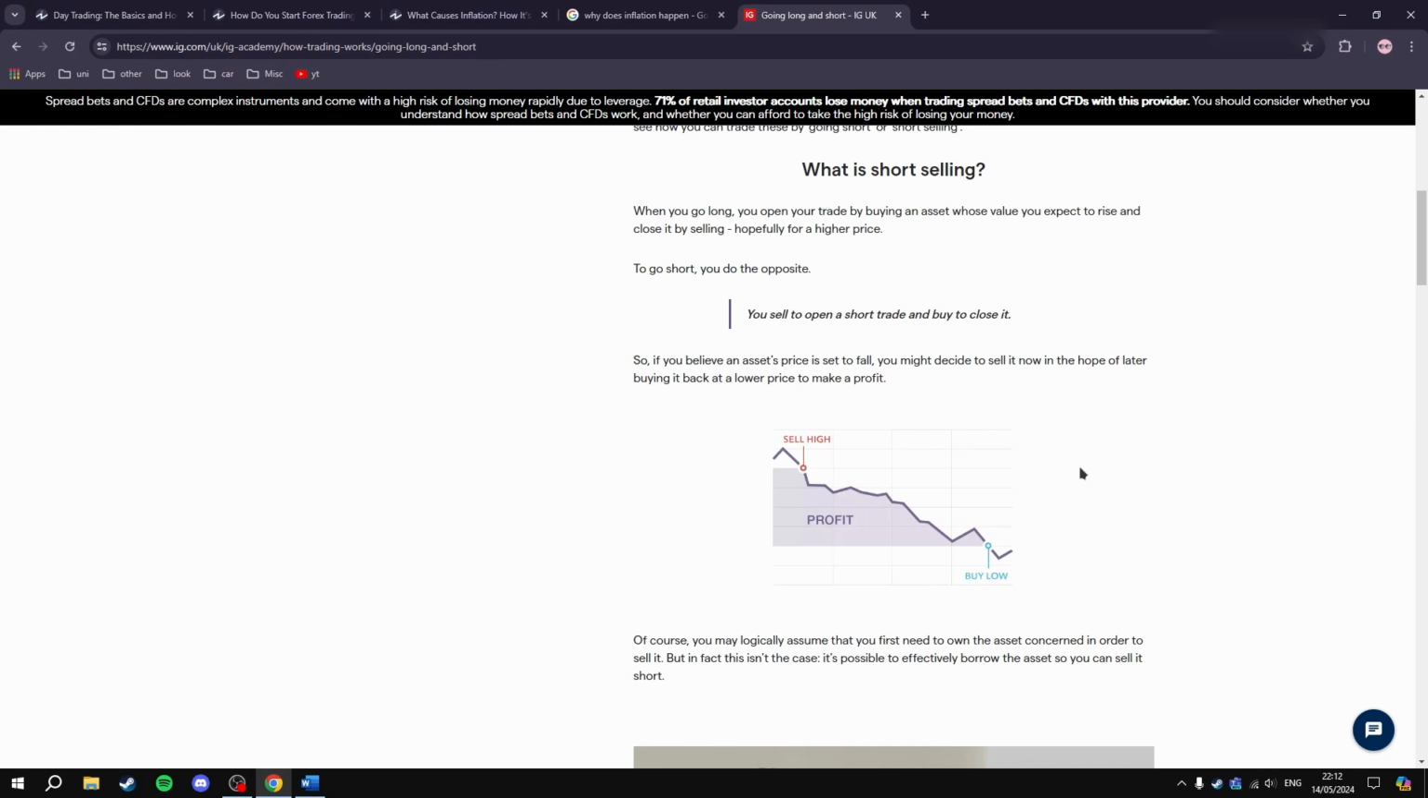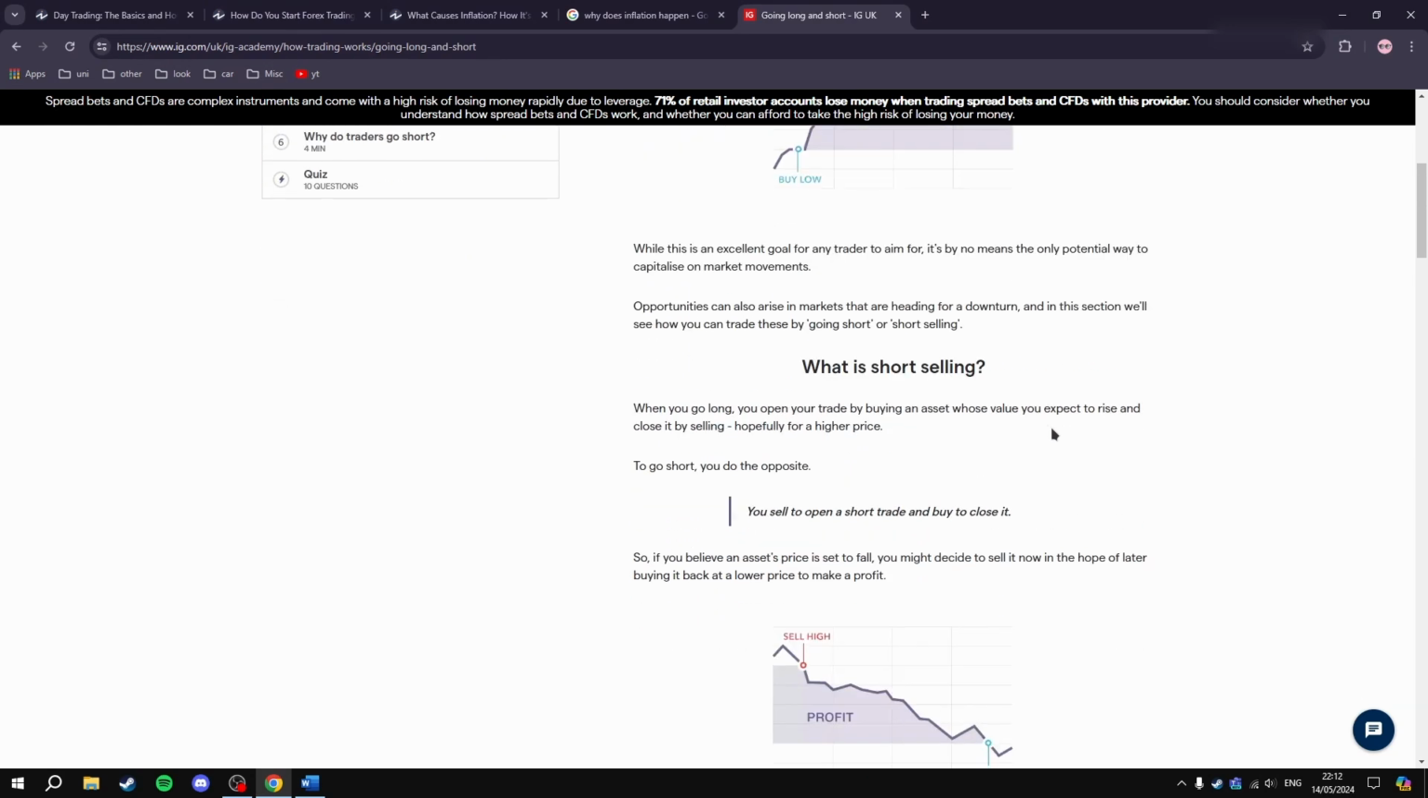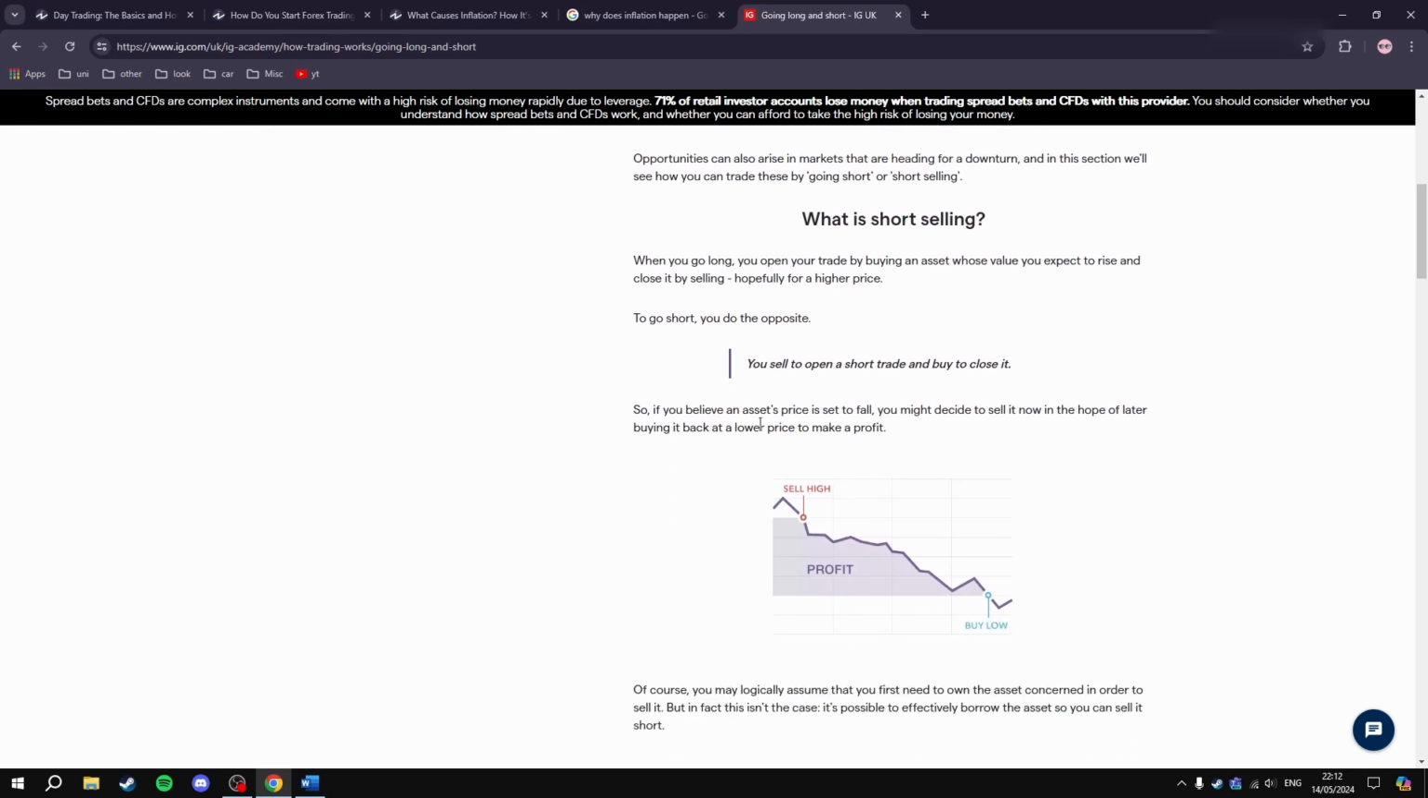If you believe an asset's price is set to fall, you decide to sell it now in hope of later buying it back at a lower price to make a profit. Yep.